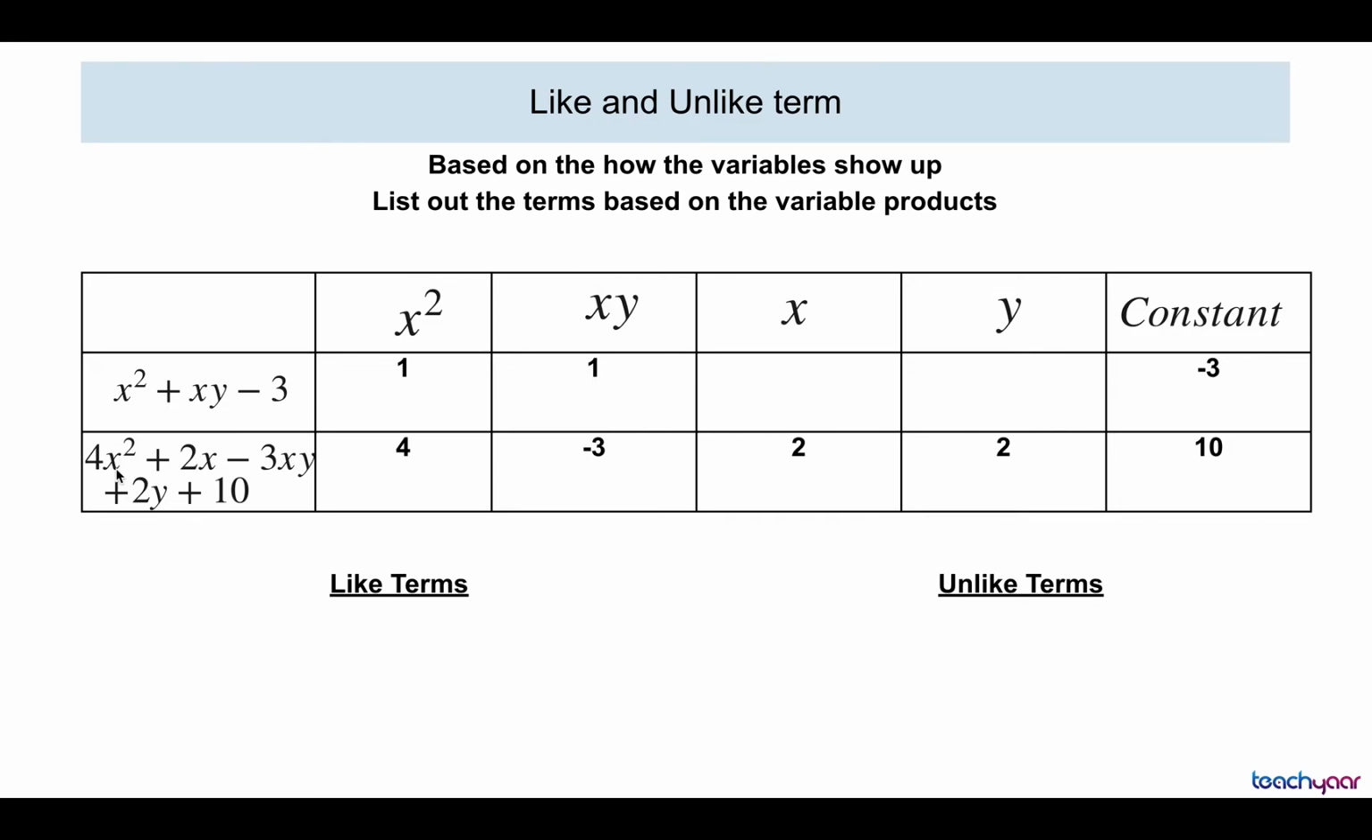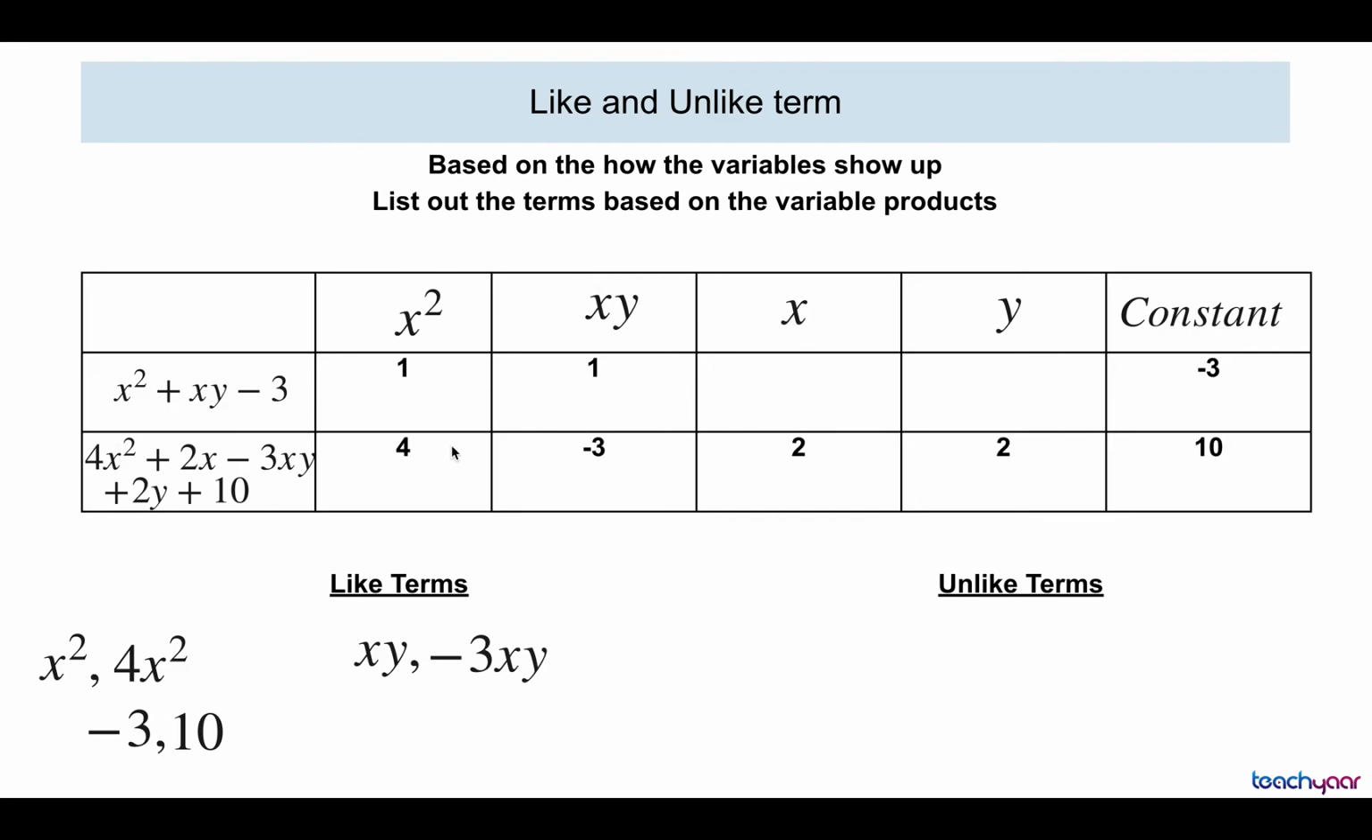So you look at this one. The x square coefficient is 4, xy coefficient is minus 3, x coefficient is 2, y is 2, and the constant term is 10. Now you've broken this expression down into the coefficient and the combination of variables. Now the like terms are the terms with the same variable combination. So x square, with the coefficient 1, and 4x square are like terms. Similarly, xy and minus 3xy, because they show up under the same combination, are like terms. Look at the constant: minus 3 and 10, like terms.